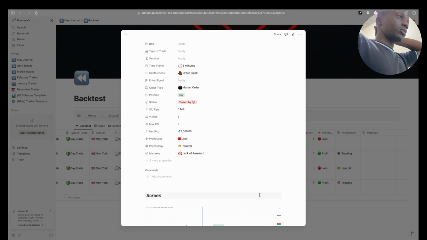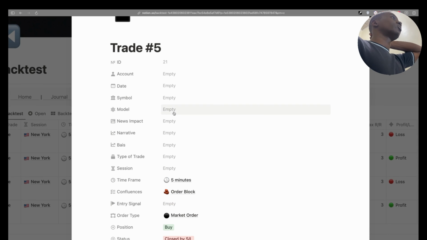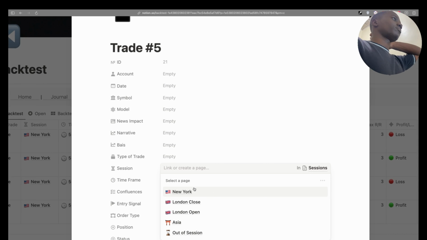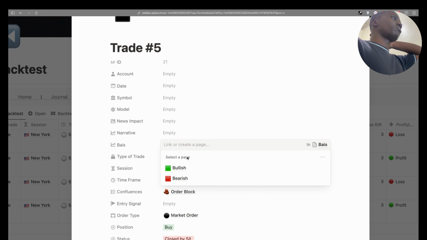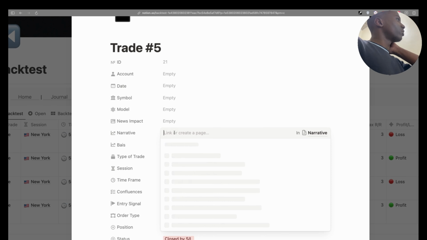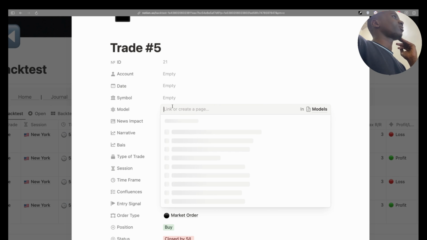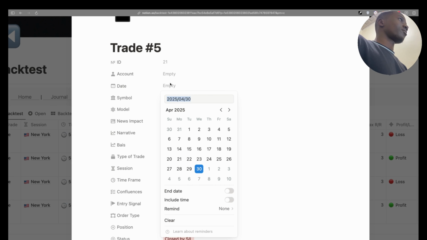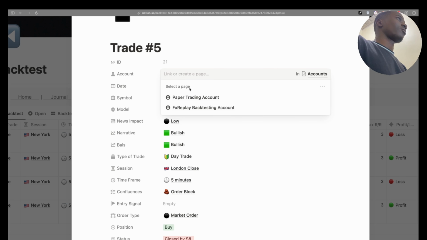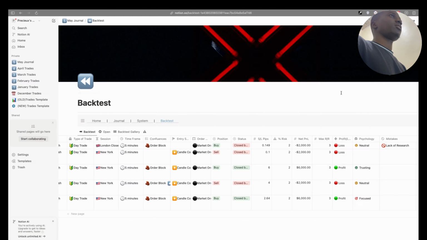What was the session? I think the session was London session. Session is London here. London close. Type of trade, it was a day trade. Bias, it was bullish. And for the narrative, we also had a bullish narrative. News impact, there was no news impact. And first model symbol, GBPJPY. It was done today, and on the FX Replay backtesting account. Yeah, I think that was all for the trade.